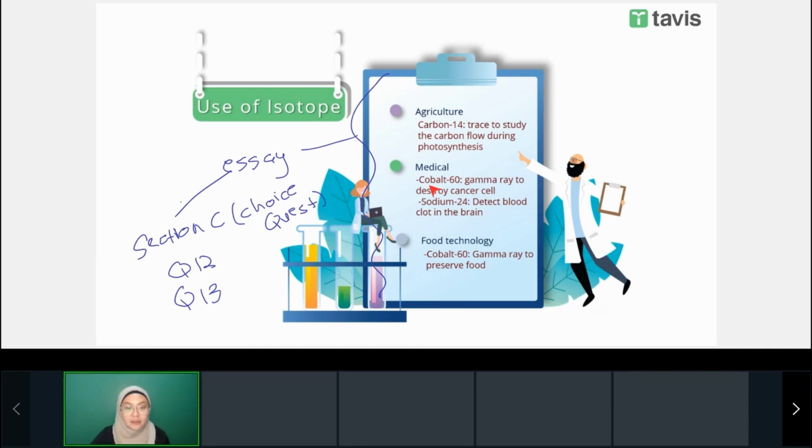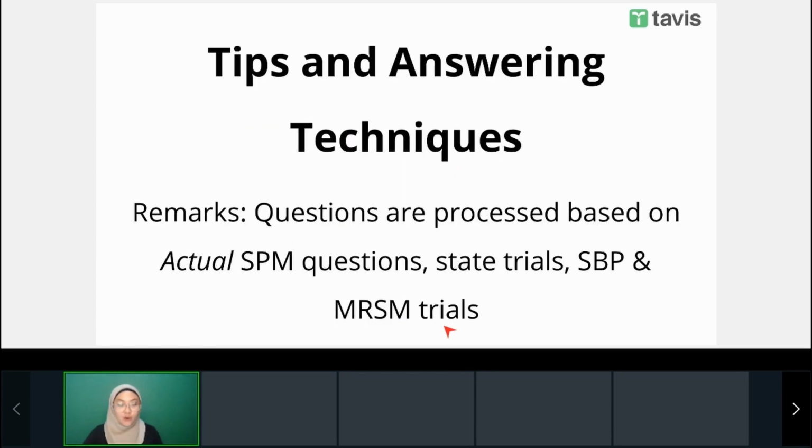Okay, in the medical field, cobalt-60, please take note, is used to destroy cancer cells. Okay, sodium-24 detects blood clots in our brain, usually for a stroke patient. How about food technology? We use cobalt-60 as well, gamma ray, to preserve the food so that the food lasts longer. Then that's it for Unit 8.